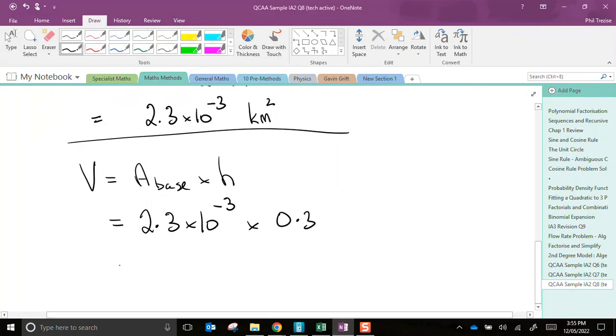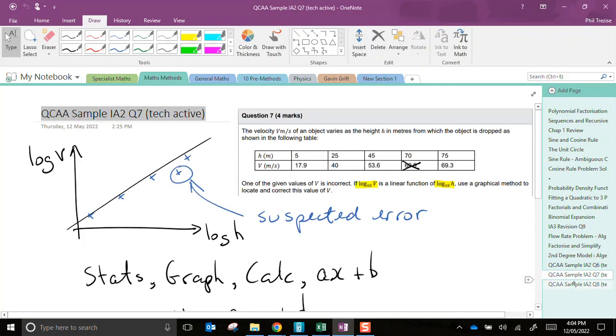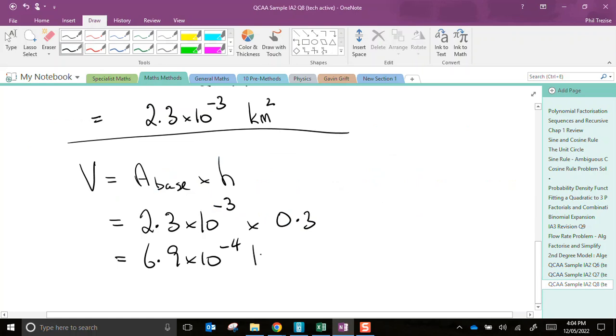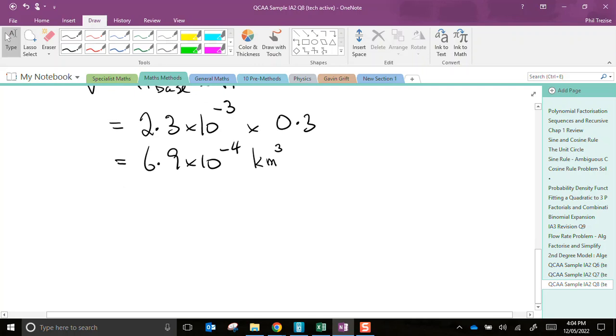Put that there first. 6.9 by 10 to the power negative 4. So this is in cubic kilometres, which is a pretty inconvenient unit, I must say. So let's see if we can do something a bit better here. Whoops, that should be a 9. 6.9 by 10 to the power negative 4, and we have cubic kilometres.